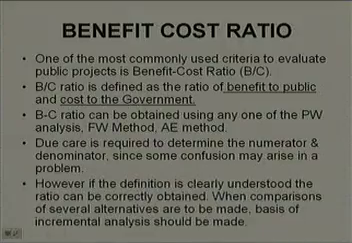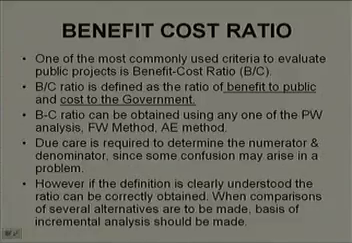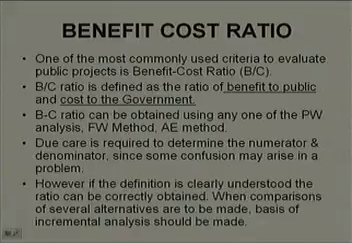Benefit cost ratio we are going to define. You will find that this particular method is one of the most widely used methodologies for evaluating public projects. Now, the B by C ratio, we define it as the ratio of benefit to public and cost to the government. So, how do we define B by C ratio? It is benefit to public and cost to the government. This is how we define benefit cost ratio.